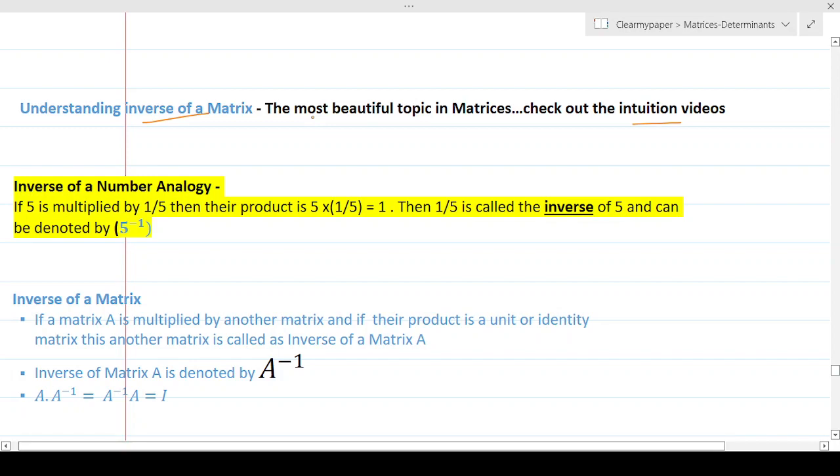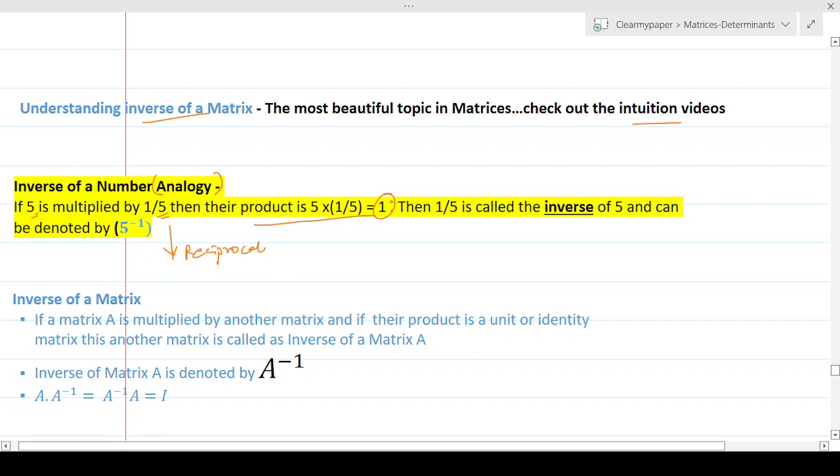But let's start with the examination point of view on what inverse of a matrix means. Let's take a quick analogy in the number system. Let's understand what the inverse of a number means. For example, let's say you have the number 5 and you multiply it by its reciprocal, which is 1 by 5. It's the reciprocal of the number. When you take the product of these two numbers, the number and its reciprocal, the product is 1. And that's true for any number. If you multiply any number with its own reciprocal, the product is going to be 1.